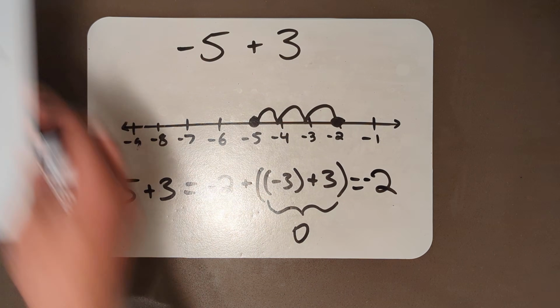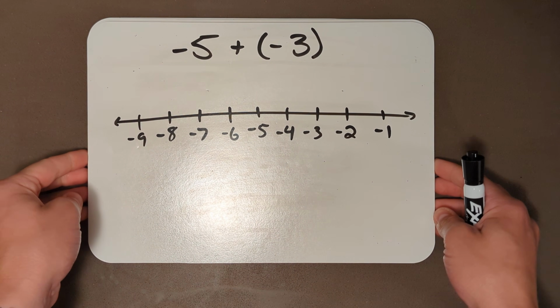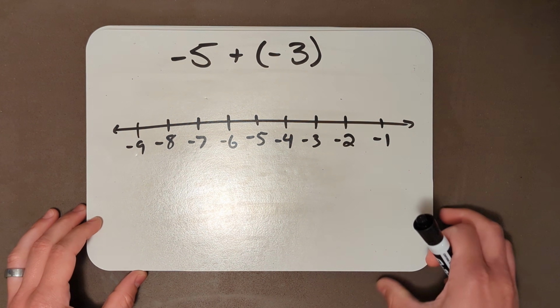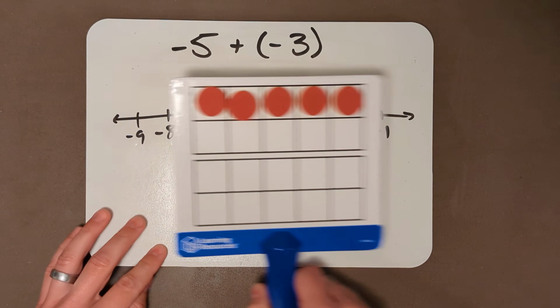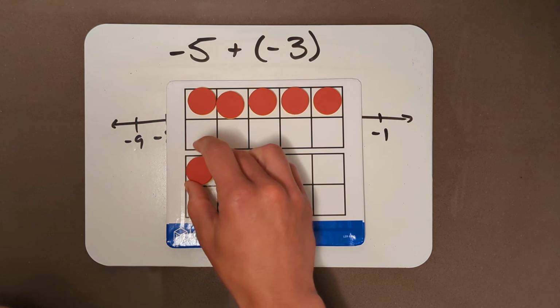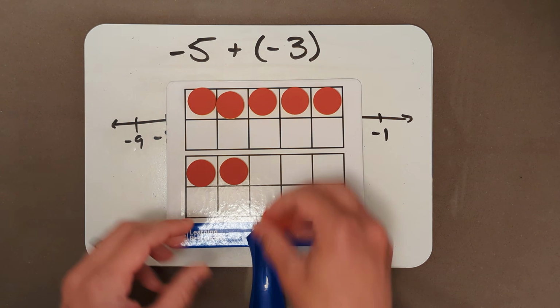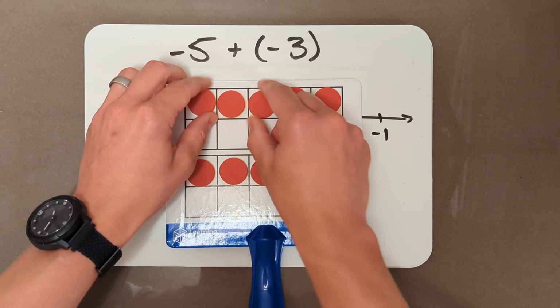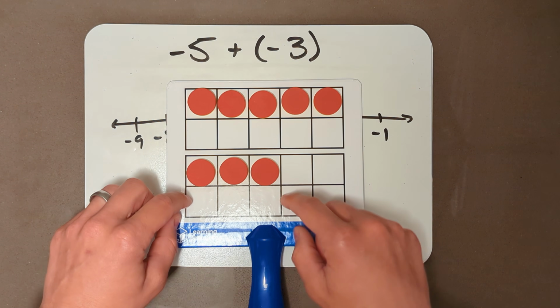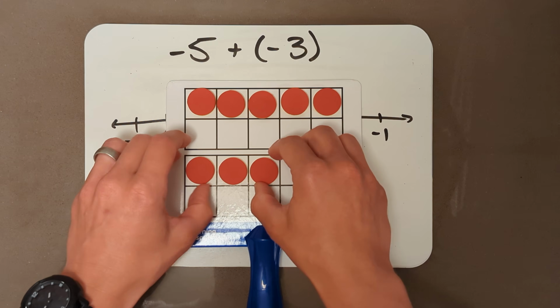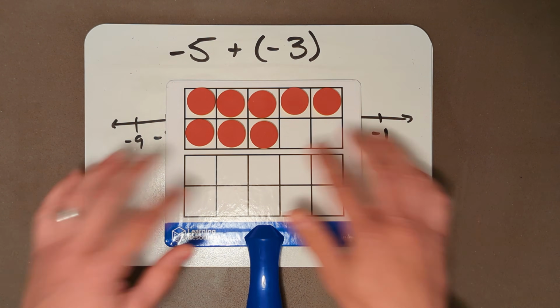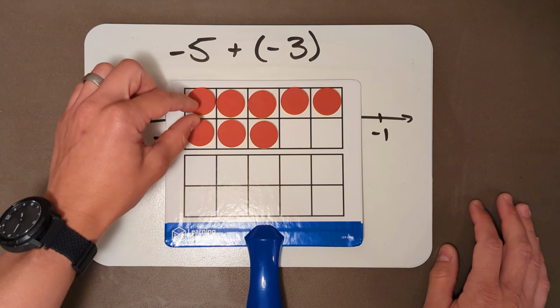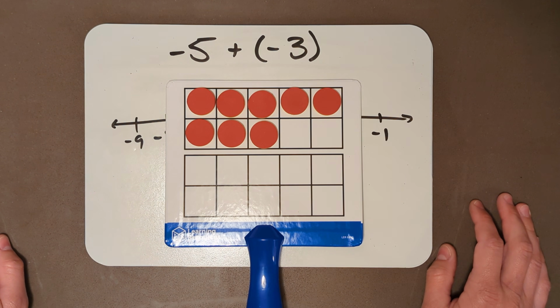And then our last version is where we have negative signs for both of our 2 add-ins. So again, we'll use the 2-color counter for our concrete model. Set this up right away. So you have -5 or 5 red counters, -3 or 3 red counters. So again, we're just adding these together, just like we did in kindergarten. Add those together. They're all the same color, so that means there's no zero pairs.